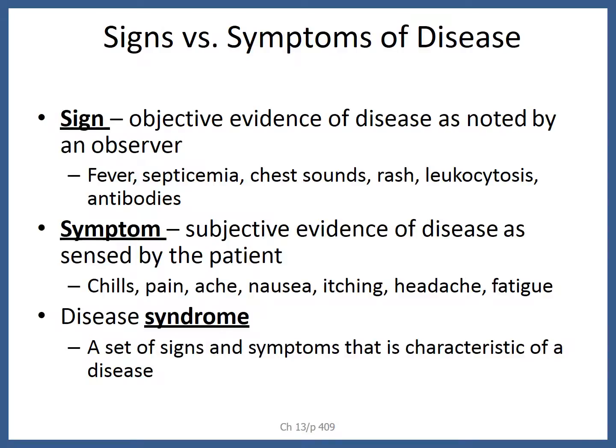In other words, the patient is sensing it. It's something that you're going to need the patient to report to you. It would be things like headache, fatigue, itching, nausea, aches, pains, or chills. And then when you have a patient describing a set of signs and symptoms, you can consider this a disease syndrome. A syndrome is defined as a set of signs and symptoms that is characteristic of a disease. So if you see all these signs and symptoms together, this will help the clinician in diagnosing the disease.